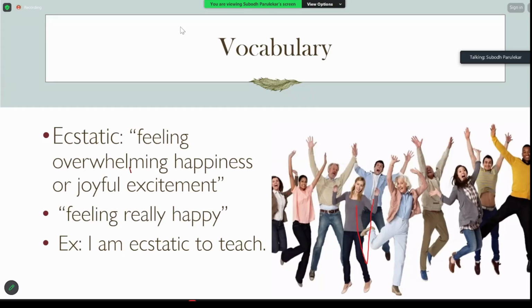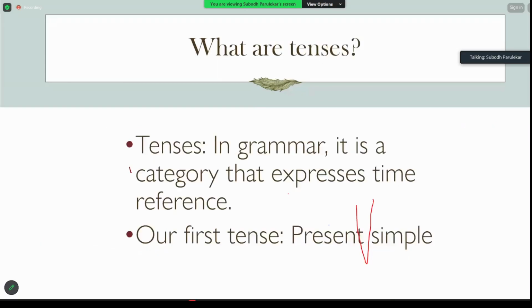Okay, so I'm going to move on now. We are going to be moving on to our first tense. So what are tenses? You guys may or may not already know this. The tense may be easy to learn or hard to learn, but wherever you are in your English learning, it is completely fine. Even if you find this hard, it is completely fine. In grammar, a tense is a category that expresses time reference. Our first tense will be present simple.